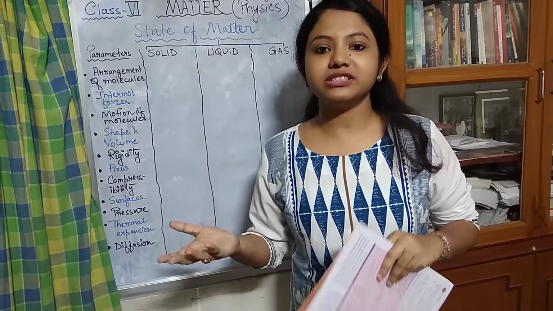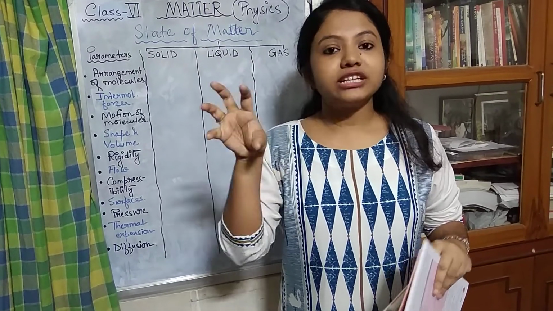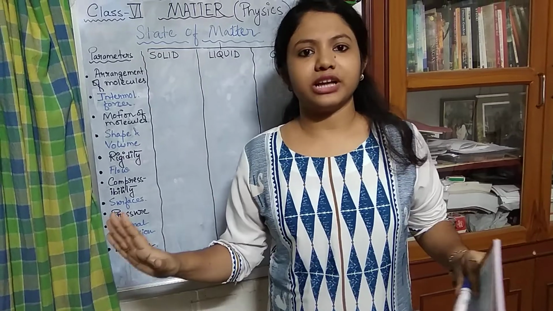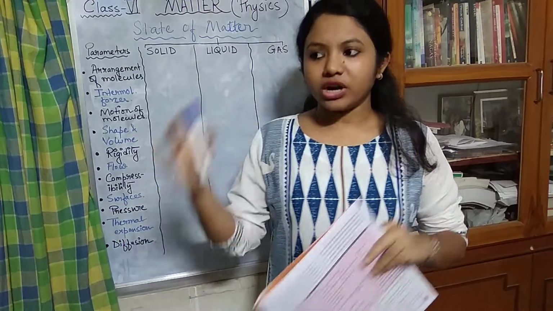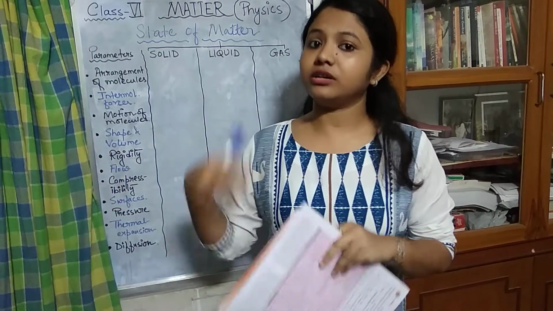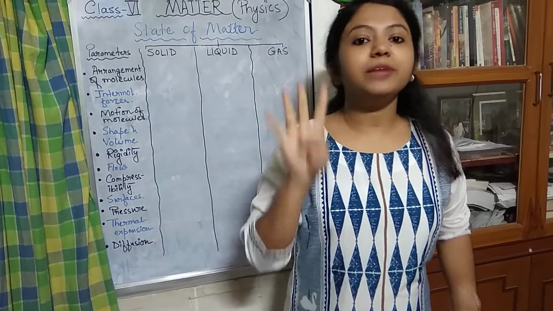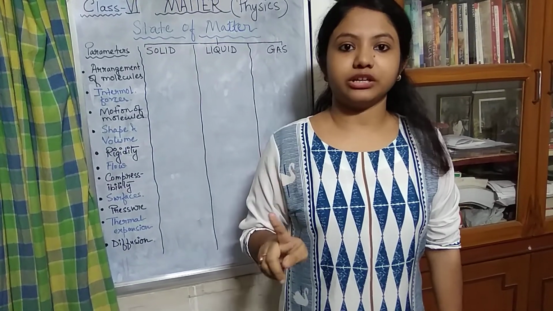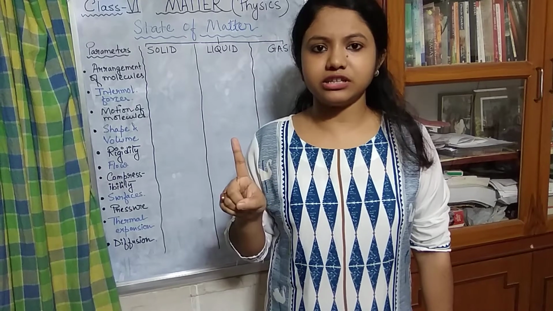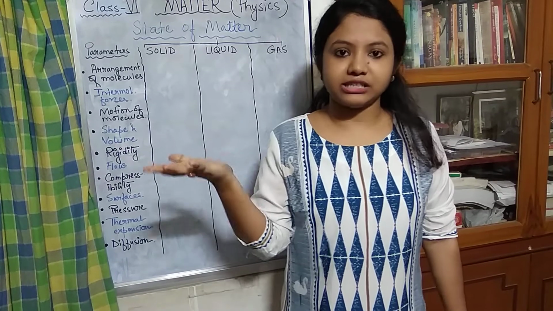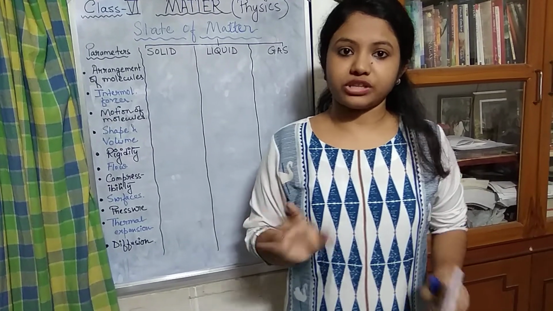These molecules together form any kind of matter, bigger or smaller. Whatever the property of a molecule is, it will be the property of the matter itself. So firstly, there are four important properties of a molecule. Firstly, it is a tiny particle, very tiny, microscopic. We cannot see them with open eyes. We need a microscope for that.